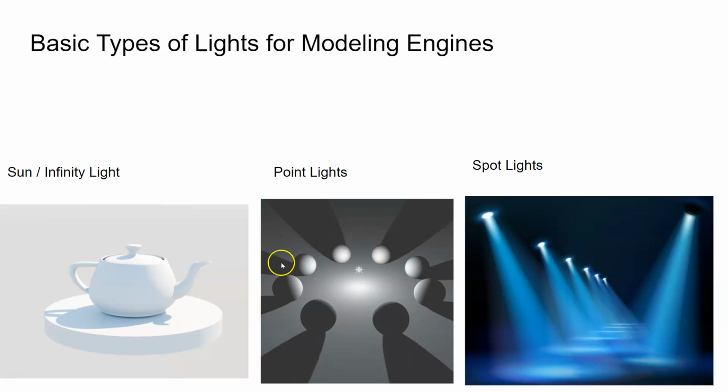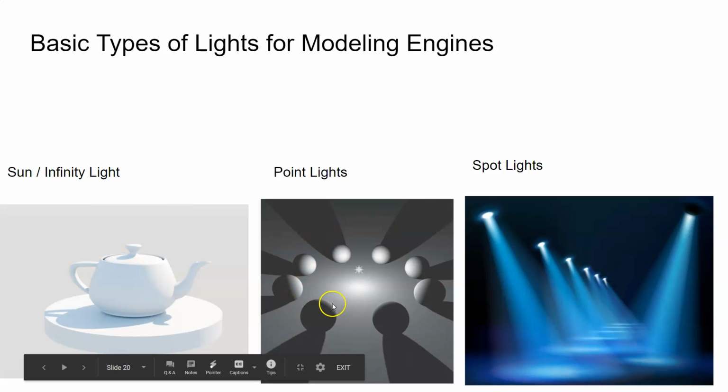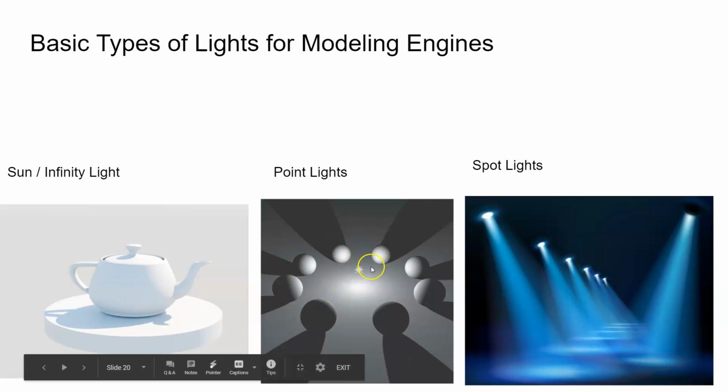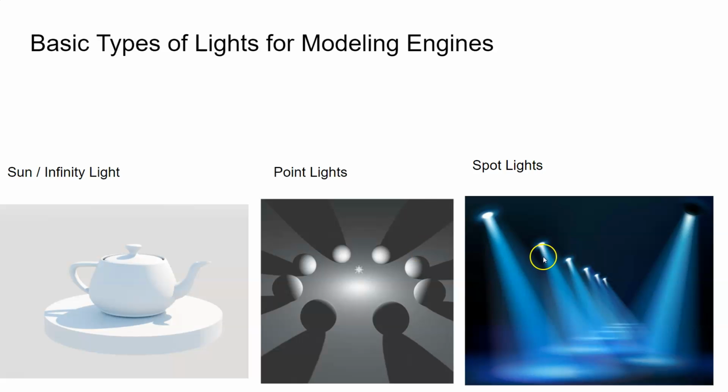So you put it in the center, and these spheres all sort of glow. You can see in the center, the infinity light is turned off, which would make like an evening rendering, right? So the back sides are dark, and it casts these shadows from that point. That's a point light. It sends light in all directions.